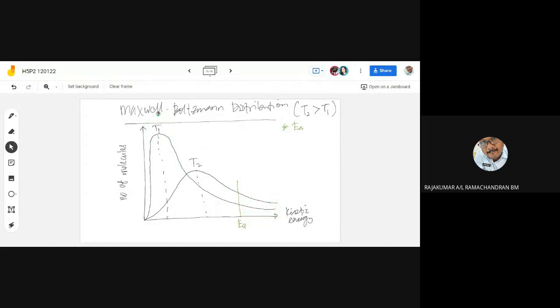I repeat one more time. This is the EA. Particles have to overcome the EA to form products, reacting particles. So this will show the number of reacting particles at two different temperatures. So kita buat conclusion yang kedua. Kita shade dulu area under the curve. Ini keyword yang kedua, area under the curve.